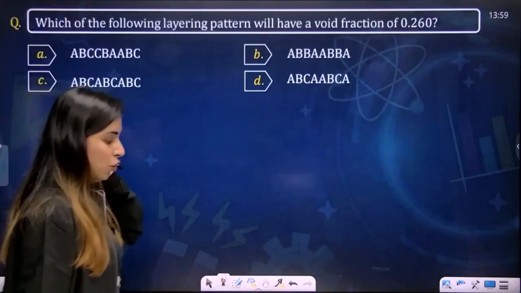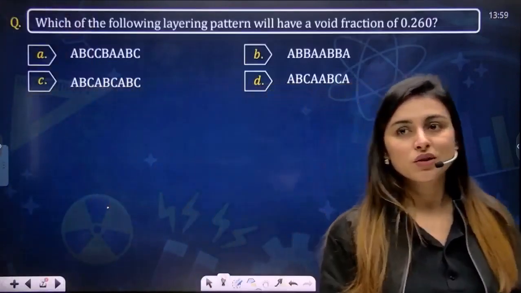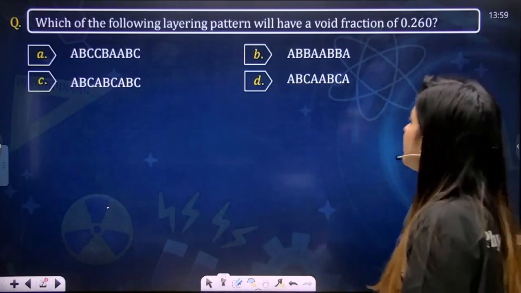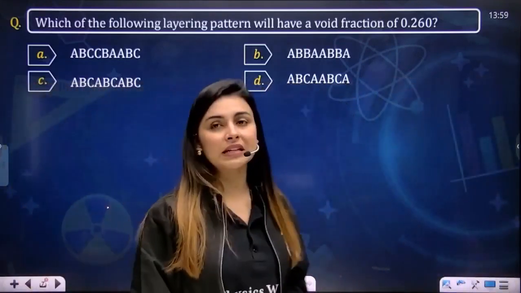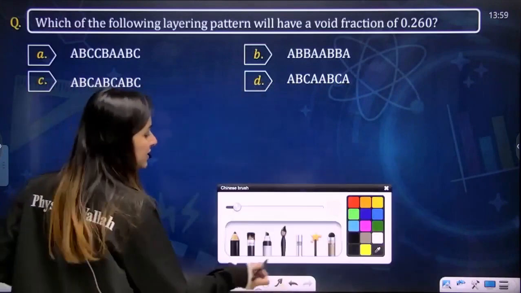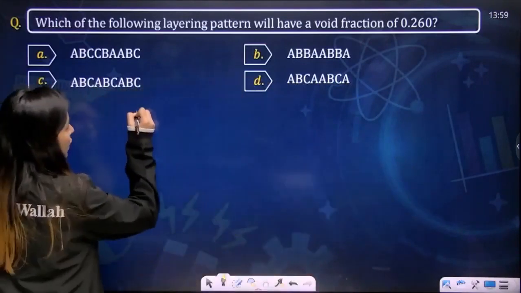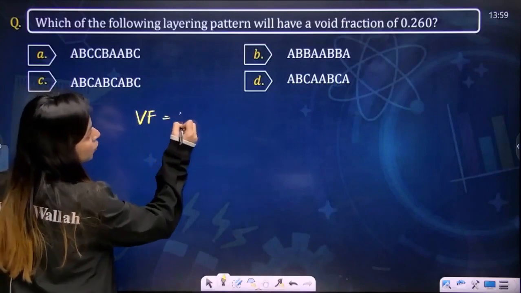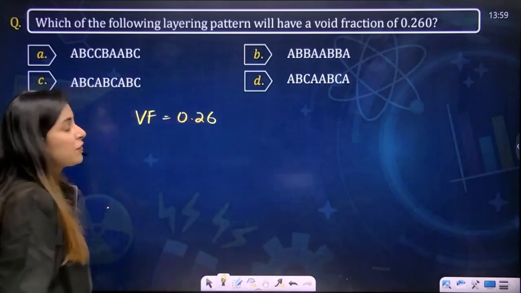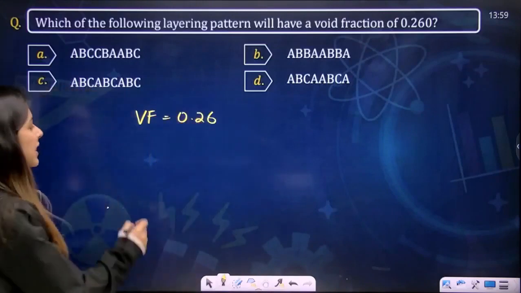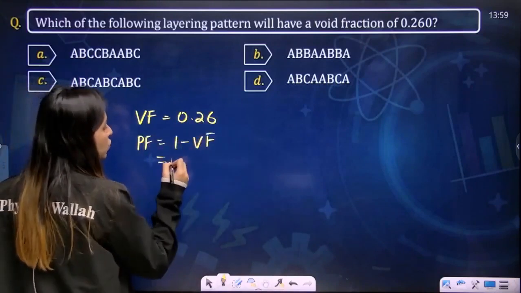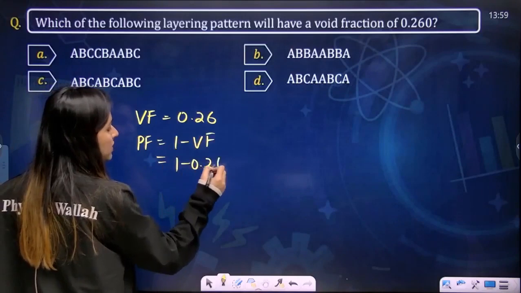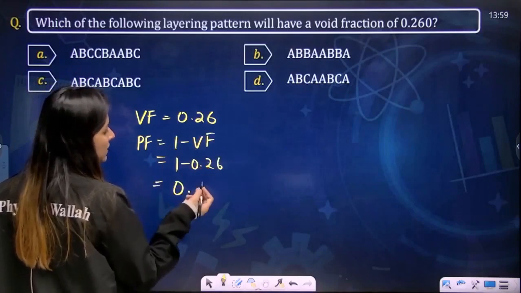The first question is on your screen and you have to try to solve this question. What does the question say? The question says, which of the following layering patterns will have a void fraction of 0.26? Now, my dear students, if the void fraction is 0.26, can I say that the packing fraction would be 1 minus the void fraction? So this would be 1 minus 0.26.